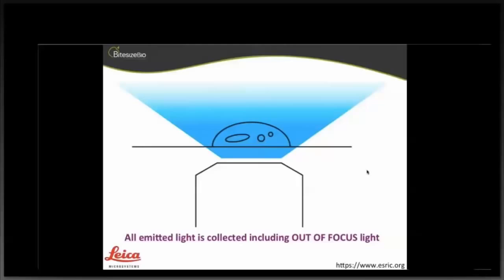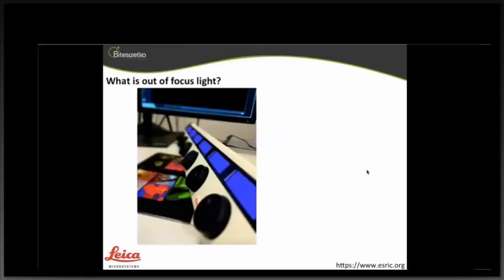What is out of focus light and why is it a problem? If you were to take a photo with your camera phone, you can choose to focus on a certain object. In this example, I've taken a photo of the Leica control knobs and I've chosen to focus on the second one in. As you can see from this picture, that knob is nice and clear, whereas the ones below and above it are blurry. This is because they are above and below the focal plane, and so they are out of focus.